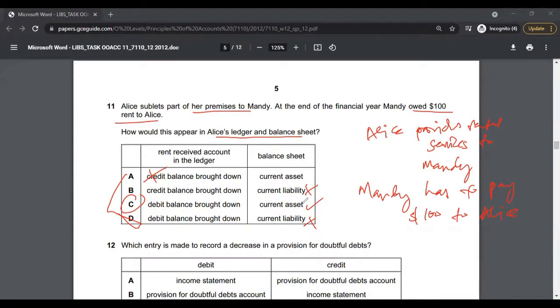This would be represented on the current asset side because Alice has to receive this money. It's an accrued asset actually. So this would be reported in current assets and then a debit balance brought forward in the rent received account.